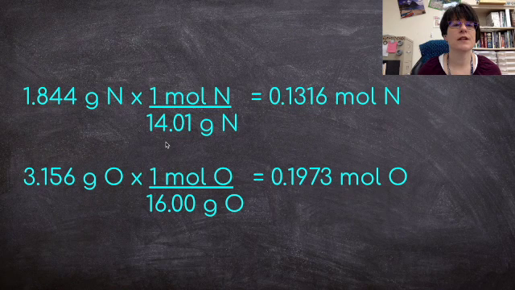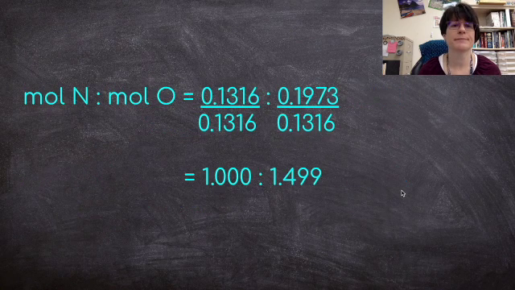We find the number of moles of each of the elements. So for nitrogen, we have 1.844 grams of nitrogen. If we look that up on our periodic table, there are 14.01 grams of nitrogen in a mole. So those cancel, and we end up with 0.1316 moles of nitrogen. For the oxygen, if we have 3.156 grams of oxygen, we look at our periodic table and there are 16 grams of oxygen in 1 mole, so we get 0.1973 moles of oxygen.